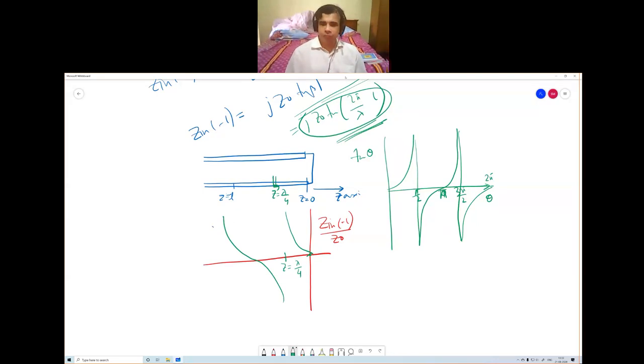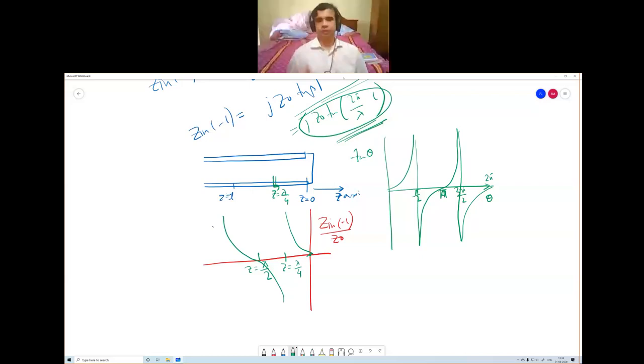Then again see, at z equal to lambda by 2, tan beta L becomes tan of pi, that is 0. So at z equal to lambda by 2, it looks as if it is short circuited once more. Is it clear? At z equal to lambda by 2, beta L is equal to pi and tan pi is equal to 0. So at that point, it looks as if it is shorted once again. Is this clear? Yes, sir.